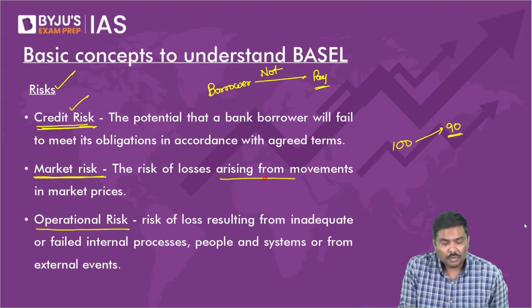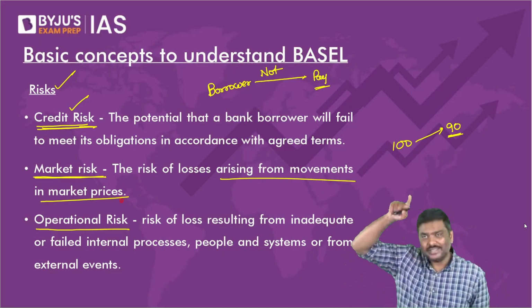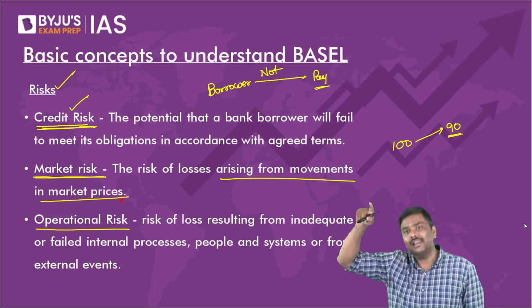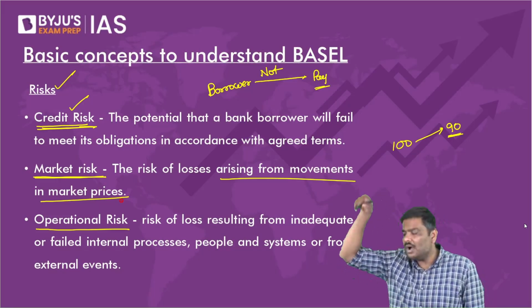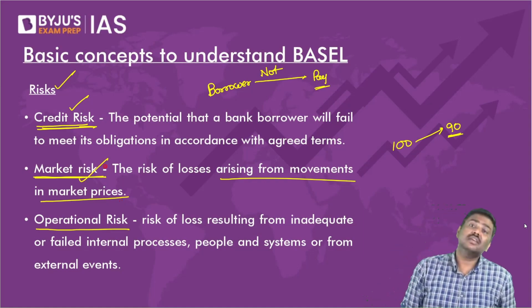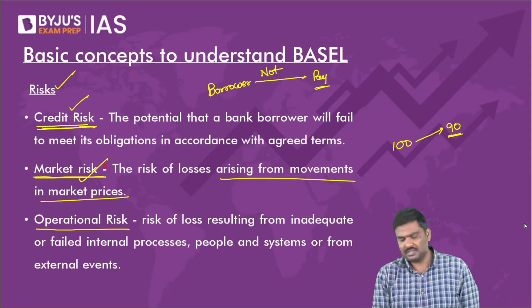Because of movement in the market prices. Market prices will keep on being volatile, keep on moving up and down. As a result of this, the market risk will be faced by the bank. The bank can incur losses because of this.